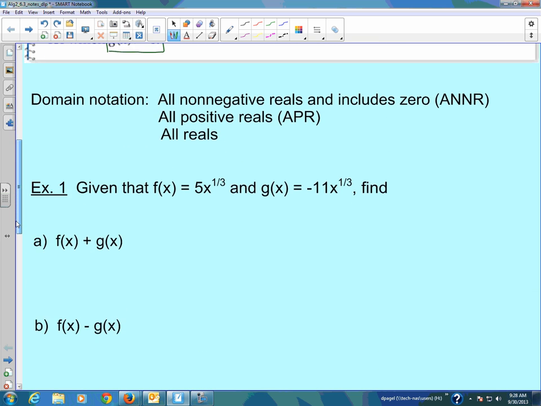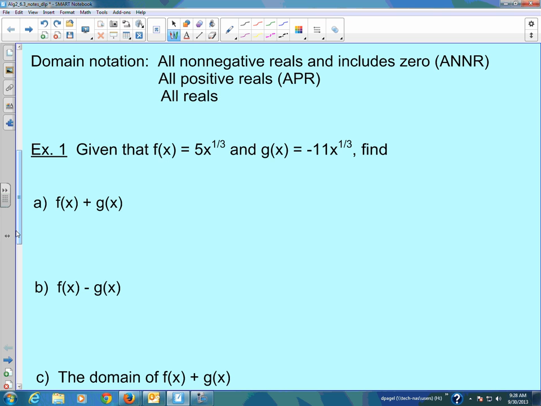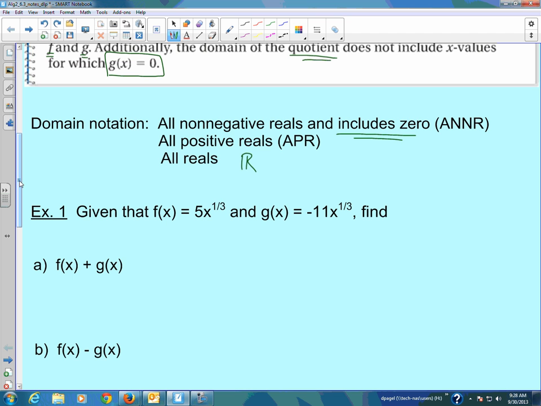All right, in this textbook, they use some domain notation. ANNR for all non-negative reals, APR for all positive reals, and then all reals. Here's a little symbol we can use for all reals. Now, the ANNR includes the 0, where the APR does not. In terms of inequality notation, ANNR would be x is greater than or equal to 0. APR would be x is greater than 0. And then all reals, we can just say x is equal to all reals.